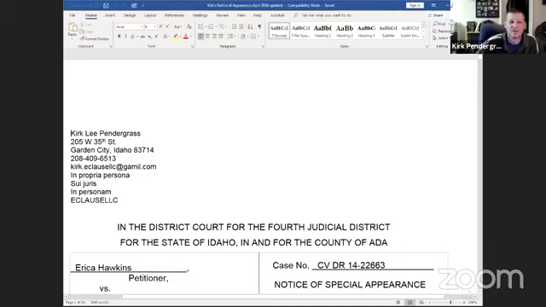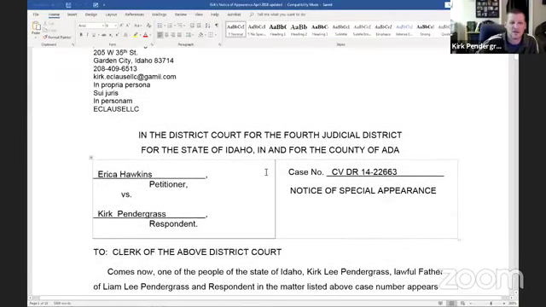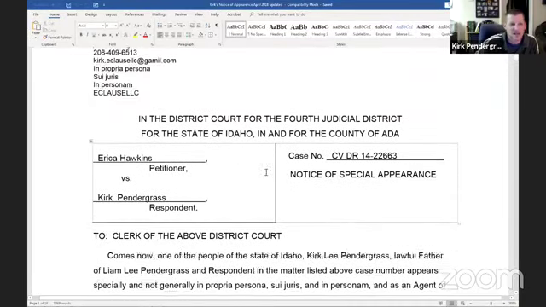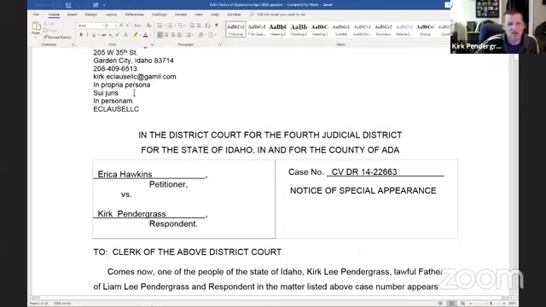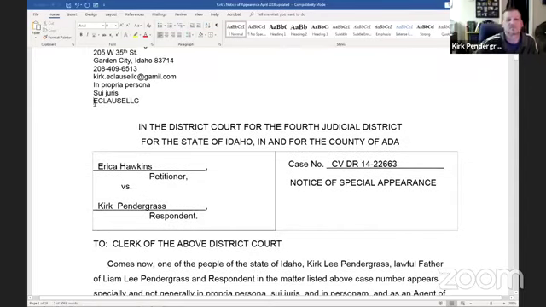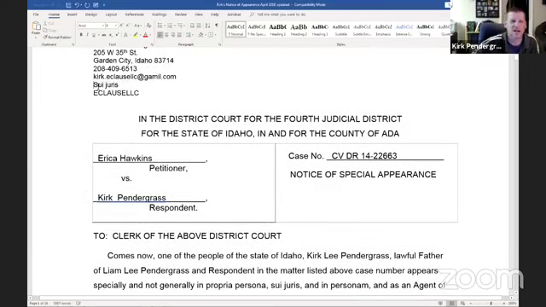And that would look like this. Okay, notice over here I'm in propria persona, sui juris, and in personam. And actually, I think I'm probably going to get rid of that. And actually, I could get rid of in propria persona as well, because that's down in there.